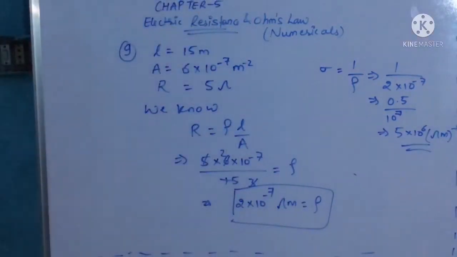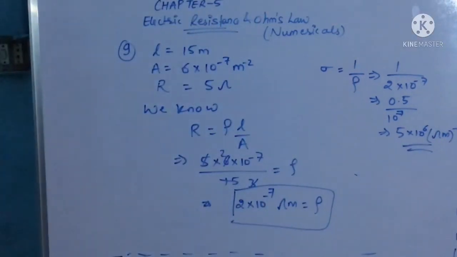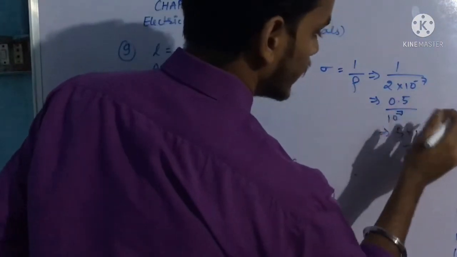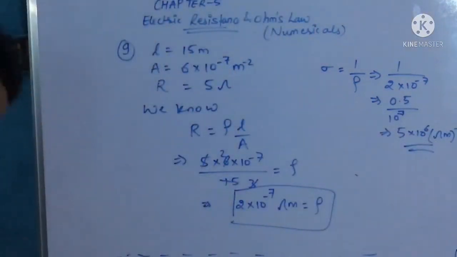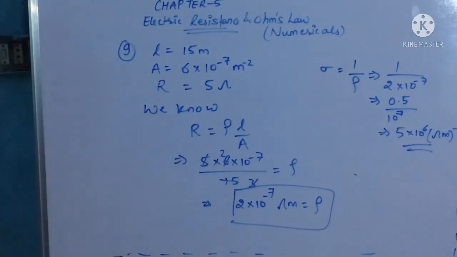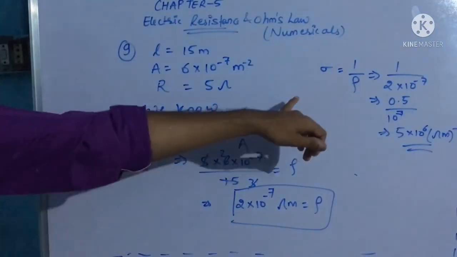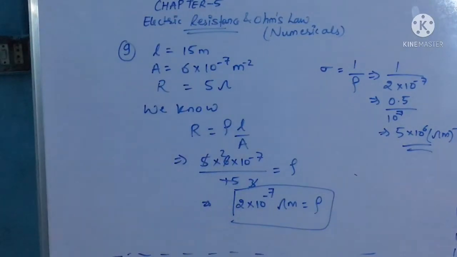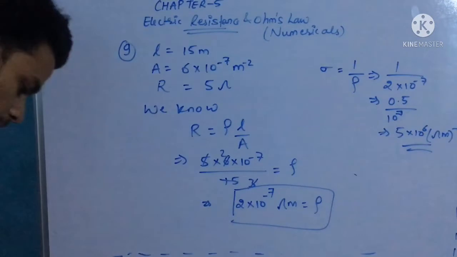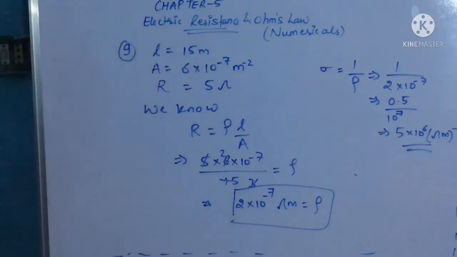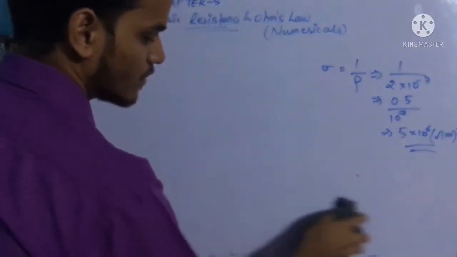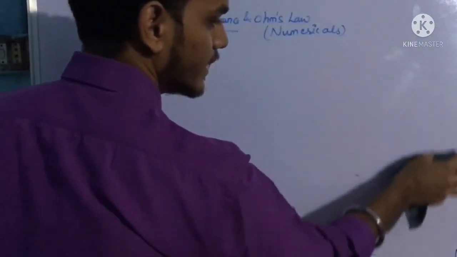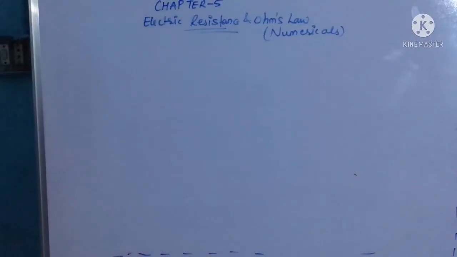5 into 10 to the power 6 per ohm meter. It will be 5 into 10 to the power 6 ohm per ohm meter. This is the formula of specific conductance, which equals 1 upon rho. Now the next question is question number 14. Read it in your books, we will do it.